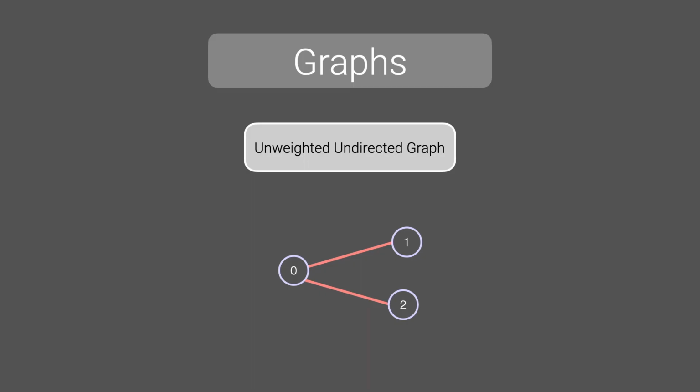Now, an undirected graph means that if there's an edge between any two vertices, you can move from that vertex to its connecting vertex and back. So we can go from 0 to 1, and we can also go from 1 to 0. Likewise, we can go from 0 to 2, and then back to vertex 0.